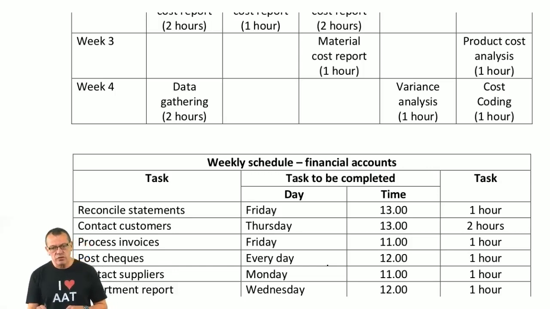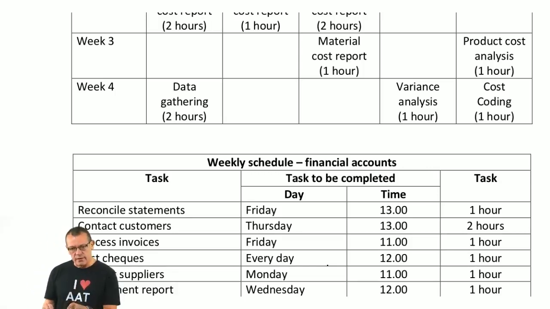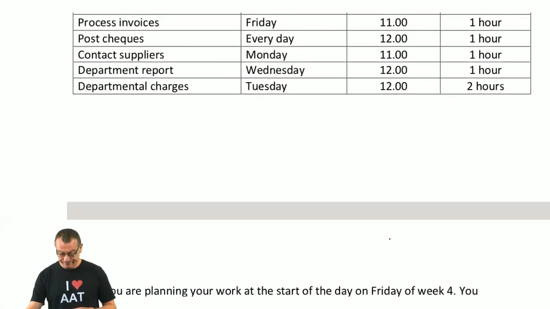So there's the restriction. These are the deadlines. On Friday, by 1 o'clock, you need 1 hour to reconcile statements. On Thursday, by 1 o'clock, you have 2 hours and you must contact customers. Okay? That's done on a weekly basis. So let's have a look at the requirements.